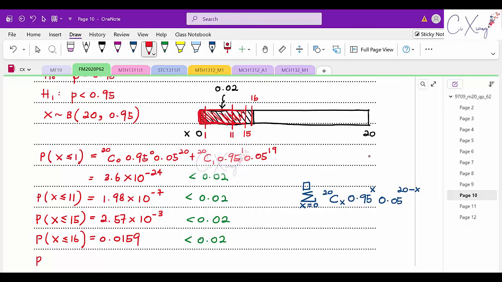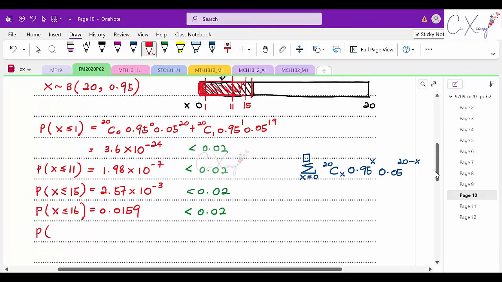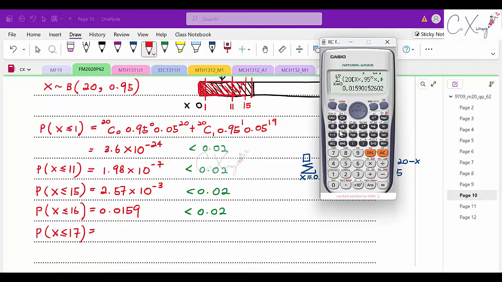Maybe I think the next number can show that it is under the acceptance region already. Never mind, let's try. So x smaller equals to 17. Again, go back to the calculator, and change the limit. Okay, let me go to 17. So I want to find out the probability from 0 until 17. Press the equal sign, and you get 0.0755.